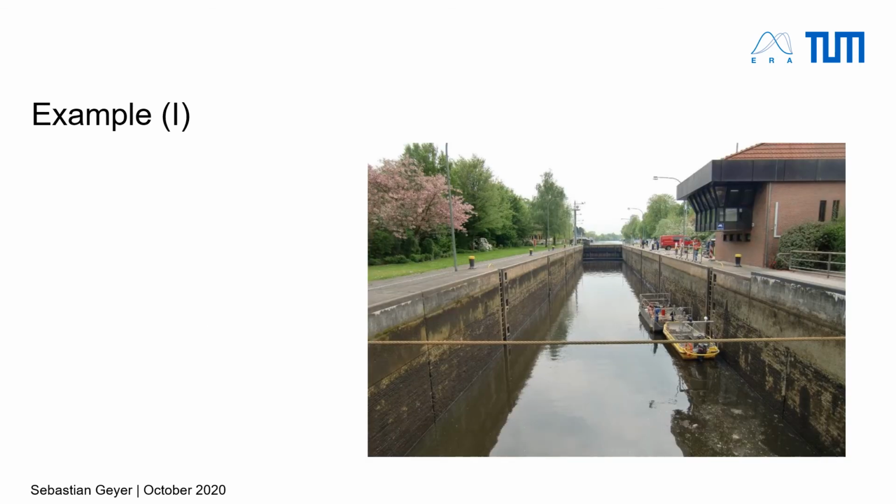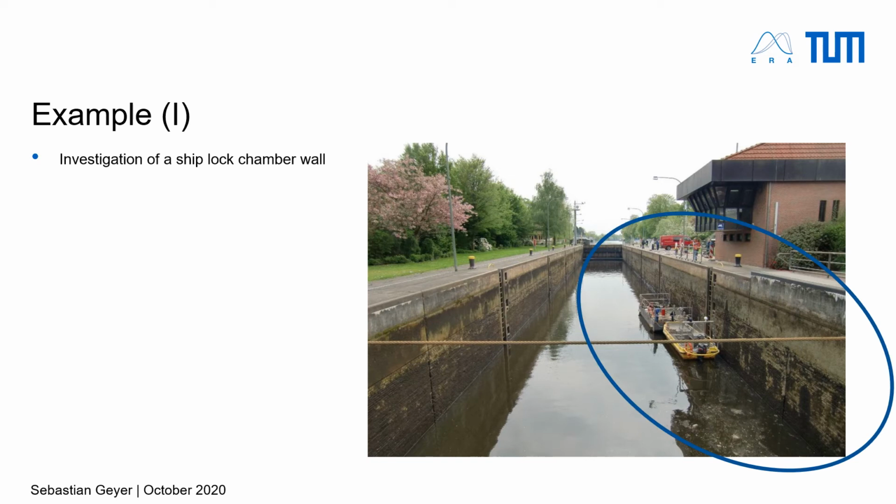Enough of the theory, let's go to an example. I've mentioned the ship lock chamber wall several times. On the right hand side, you now see the ship lock, where we focus on one chamber wall. It's the chamber wall on the right hand side. And we want to model or analyze the spatial characteristic of the concrete compressive strength.